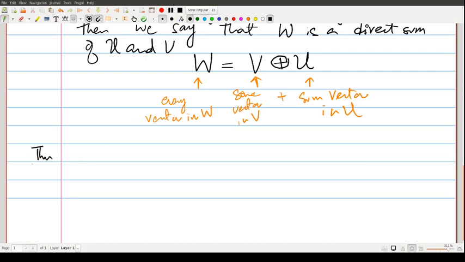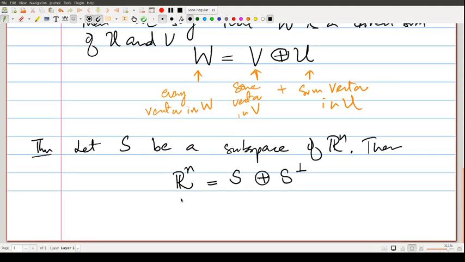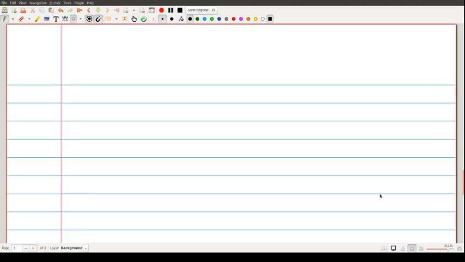And so we have a theorem that says, let S be a subspace of the n-dimensional real space, then R^n is a direct sum of S and its orthogonal complement. That is, you take any vector in R^n, and you can write it as a sum of a vector in S and a vector in its orthogonal complement. And actually this is a unique sum, right? Uniquely as a sum of some vector in this and some vector in this. And so let's go ahead and prove that idea.